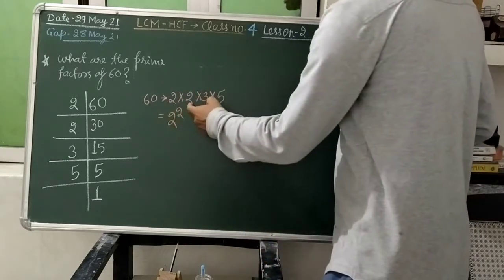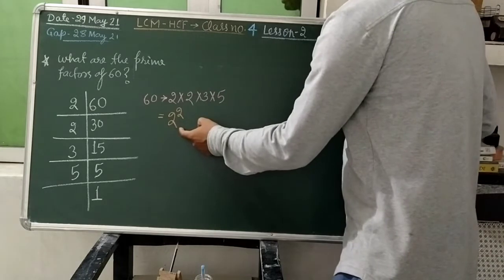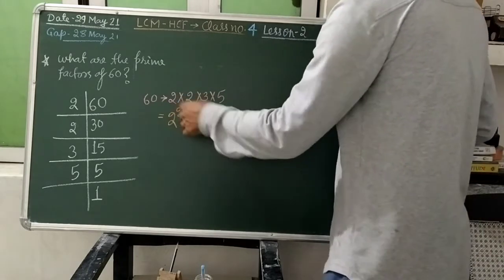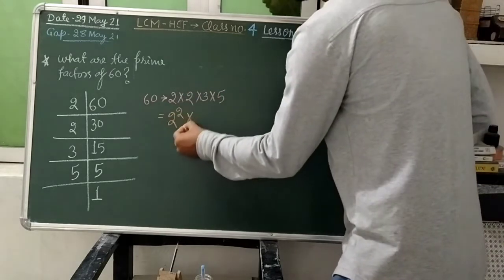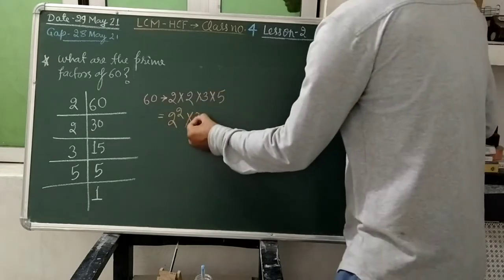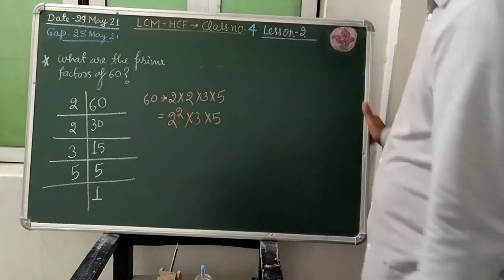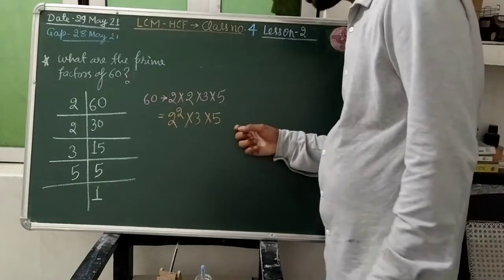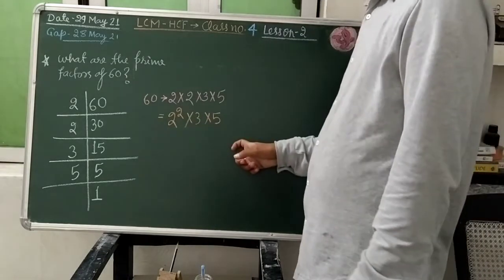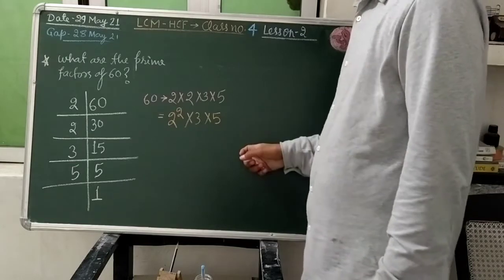So since 2 is coming 2 times, we shall write 2 like this, 2 to the power 2, and then 3 is coming 1 time, so multiplied by 3 multiplied by 5. So you will find the most common form in this way, so try to get it. It is the first time, that is why.